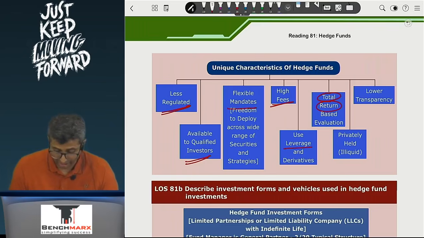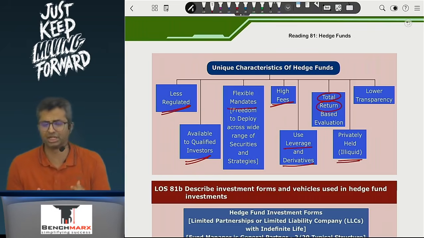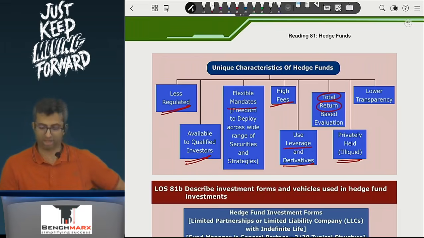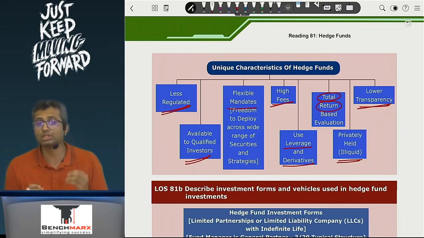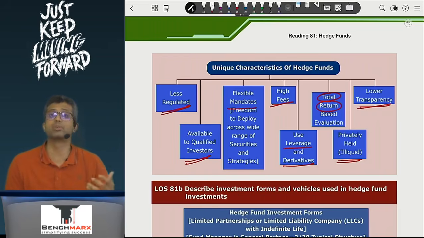They can use leverage, they can use derivatives. Most of the time these hedge funds are privately held and the units of the hedge funds are not listed, and that is why they're relatively less regulated. There is also much lower transparency because the level of disclosures to be given is much lower. So these are the unique features of hedge funds as compared to the other funds.